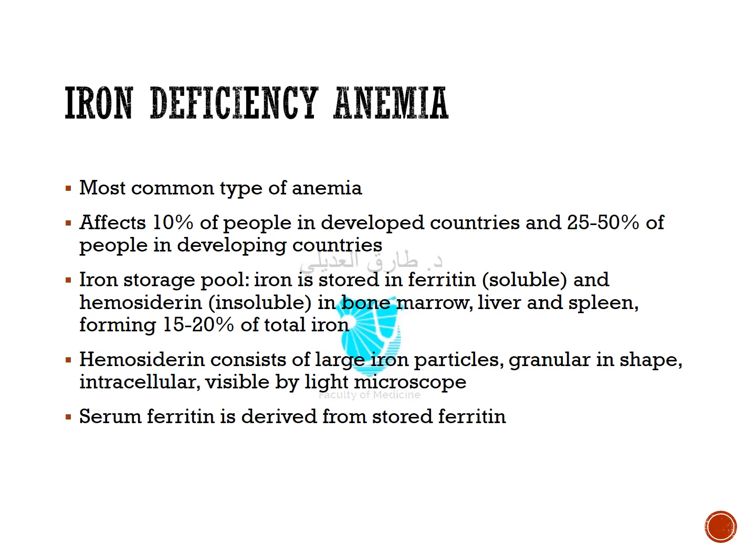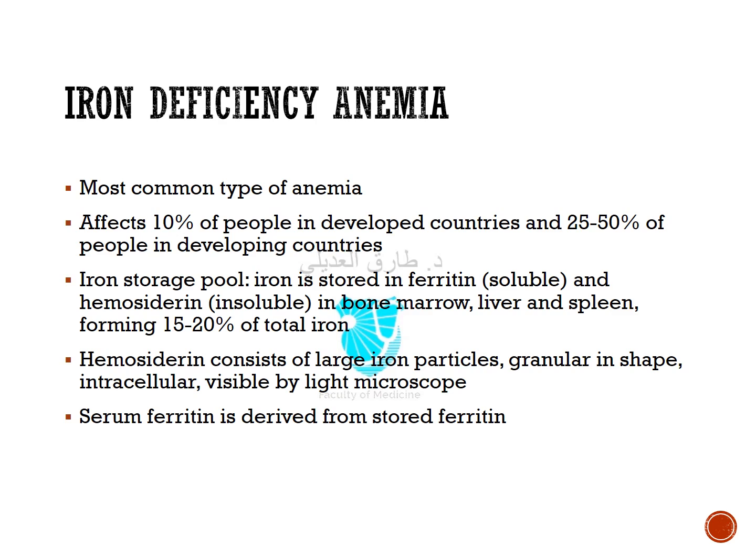Hemosiderin is a large ferritin, multiple ferritin together, but with different characteristics. It has additional minerals, so it becomes insoluble. It has a characteristic granular shape. It is intracellular, located inside the cytoplasm of the macrophages in the reticuloendothelial system, which is the bone marrow, liver and spleen, and we can see it by the light microscope using a special stain.